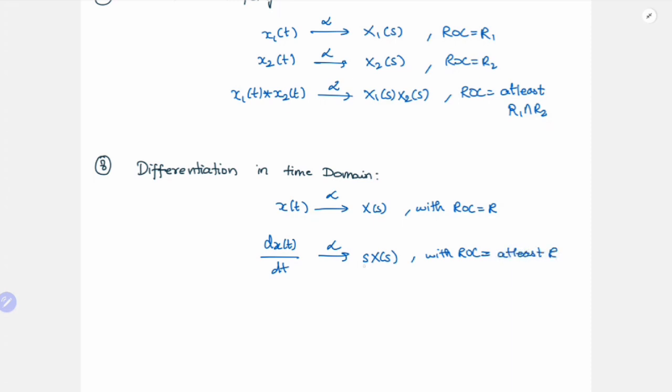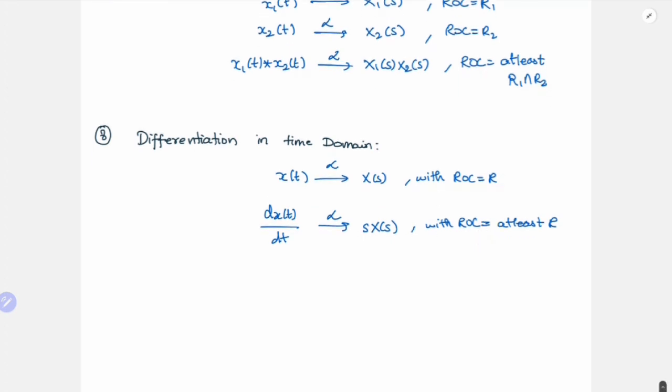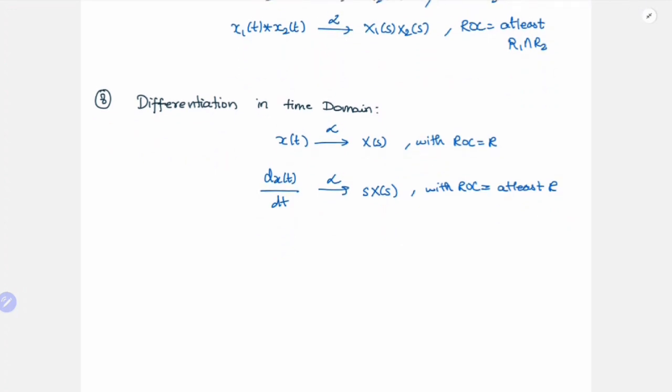Why? Because if there is a zero at s at the origin, and there is only one pole at the origin that is determining the region of convergence, then that pole will get cancelled because of this, right? So then my ROC will be extended beyond 0 also. So for this proof, again it is straightforward.